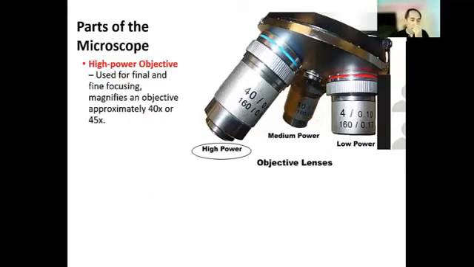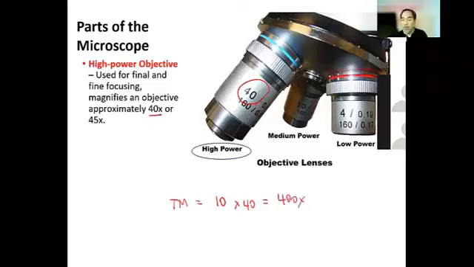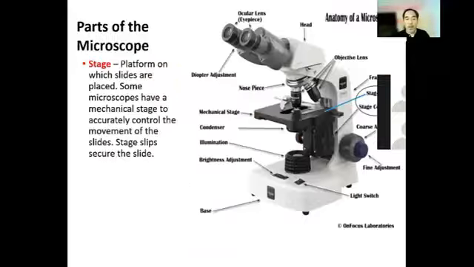For the high power objective, the magnification we use is 40x. So 40x is the high magnification objective lens. For total magnification, I use the ocular lens magnification of 10 and multiply it by 40. So my total magnification here is 400x, meaning whatever you see on the slide is 400 times its size.